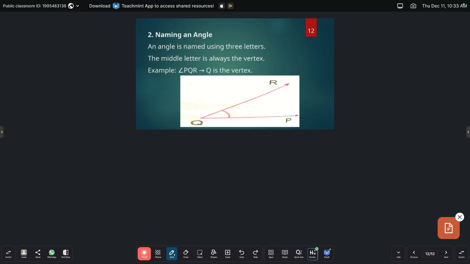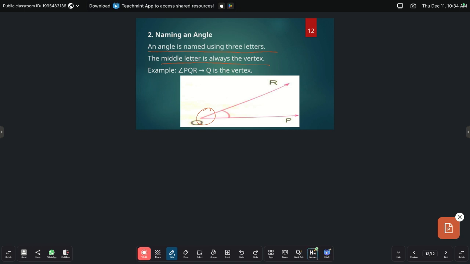Now, the next point is naming an angle. I have just explained to you what an angle is. But now, how can we name this angle? You can see an angle is named using 3 letters. Whenever you write the name of an angle, you will use 3 letters. And every time the middle letter is always the vertex. That means the vertex should always be in the center while writing the name of the angle.